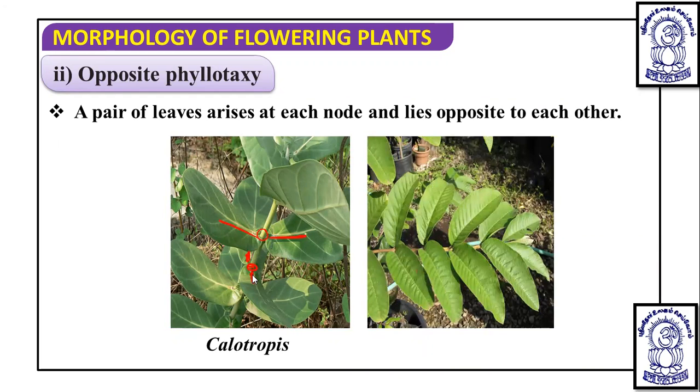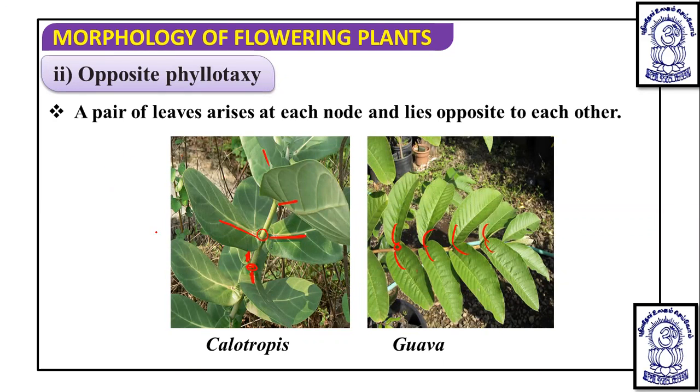Here, in guava, also you will see that on each node there are two leaves, a pair of leaves, present. But here you will see that this pair is at right angle to the previous one, and the next pair is also at right angle to this one.